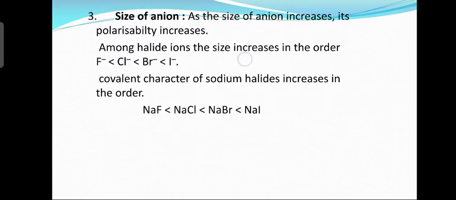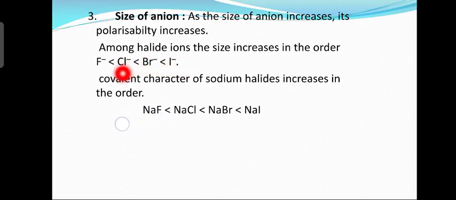Next slide, third point, size of anion. As the size of the anion increases, its polarizability increases. Now what is the order of halide ions? Iodide has the highest size, next comes bromide, next chloride, and the least is fluoride. So among the halide ions, the size increases in this order.